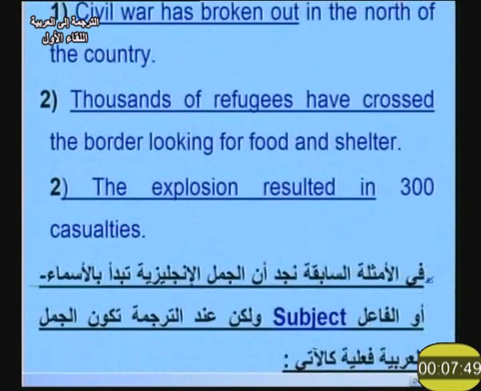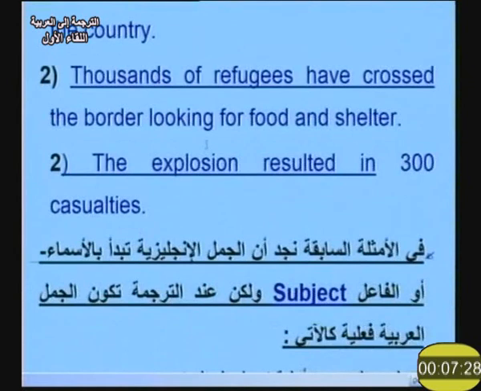Second example: thousands of refugees have crossed the border looking for food and shelter. Thousands of refugees, تعني اللاجئين. Have crossed the border, have crossed عبروا, the border الحدود, looking for food and shelter بحثا عن طعام ومأوى. The verb in this sentence is have crossed. عبر آلاف اللاجئين الحدود بحثا عن مأكل ومأوى أو طعام ومأوى لهم.